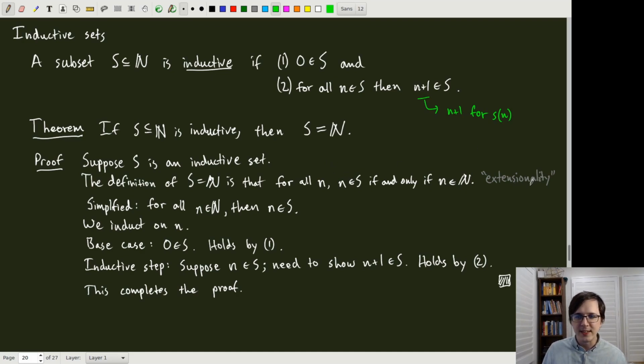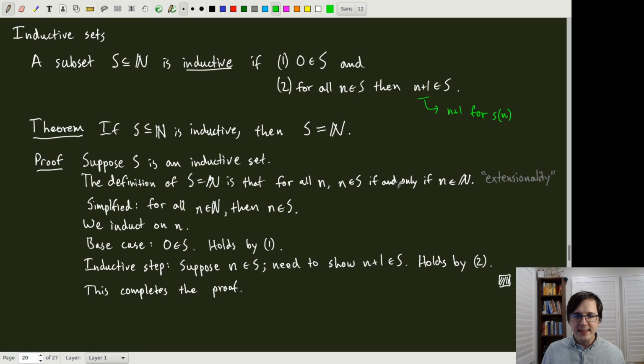Extensionality comes from this philosophical idea that a thing is how it interacts with the world. And the only way in which a set interacts with the world is what elements it has. So you ask it, do you contain 5? And the answer is yes or no. That's all there is to it. So if they behave in the same way, they are the same. That's set theory.